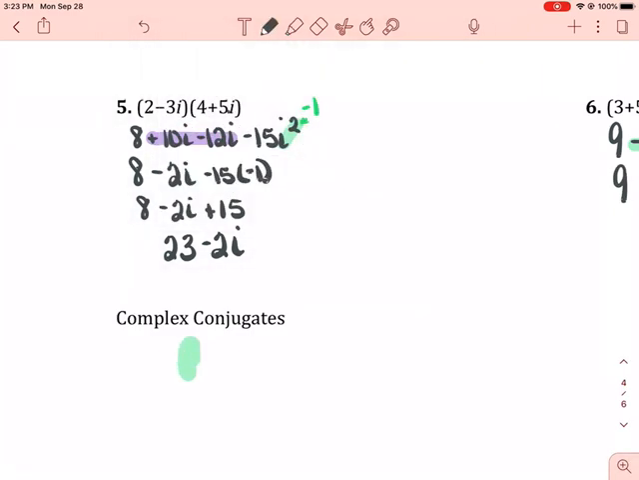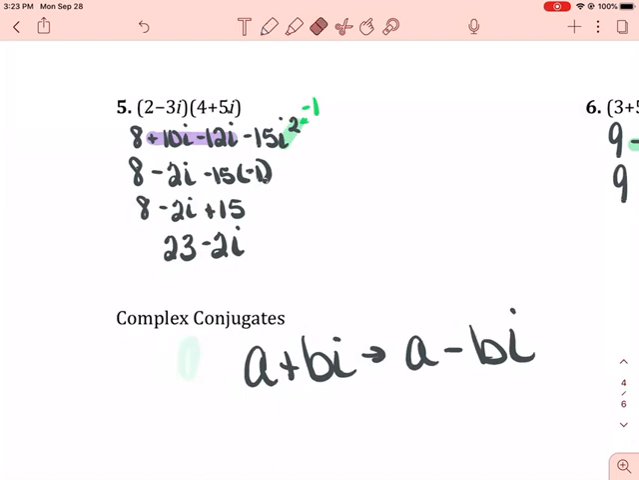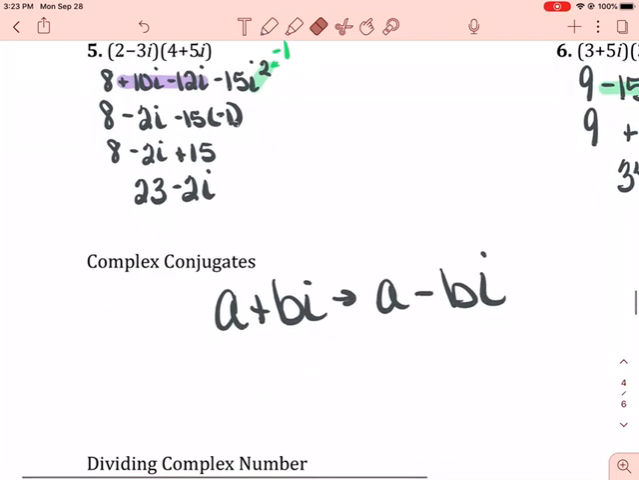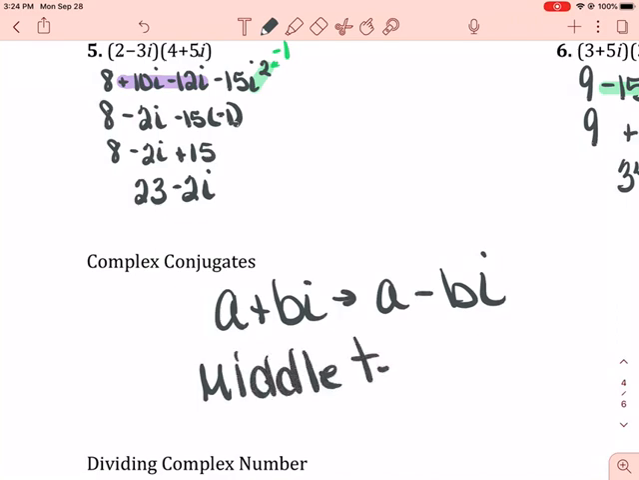So conjugate, let's say it starts out with a plus bi. Its conjugate would be a minus bi. Because when we multiply the two together, there's no middle term. And that's the whole point of the conjugate. When you multiply them, the middle terms cancel each other out.